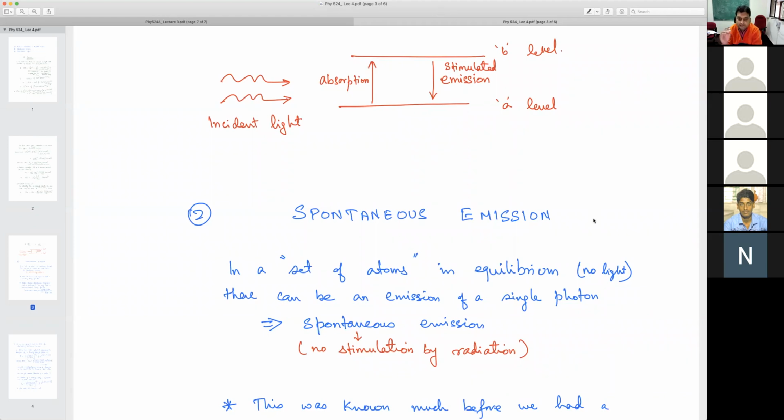And in this collection of atoms, which is not interacting with light because there were no photons, there can be an emission of a single photon process. And this single photon process is called spontaneous emission. Spontaneous in the sense that it happens on its own. It is not stimulated by radiation. And that's a very remarkable quantum phenomenon. There's no classical explanation for this, except for some phenomenological theory.